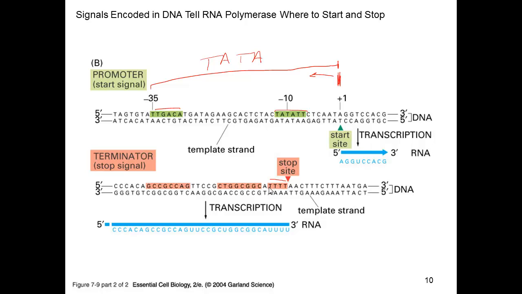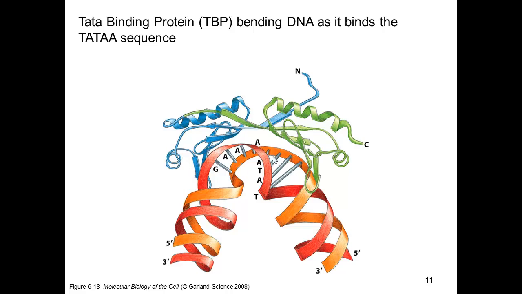The termination or stop signal is less well characterized, but it has characteristic runs of T's right before the stop, and frequently there is a hairpin formation which will help signal the polymerase to stop transcription. But I'd like to say a little bit more about the TATA box.